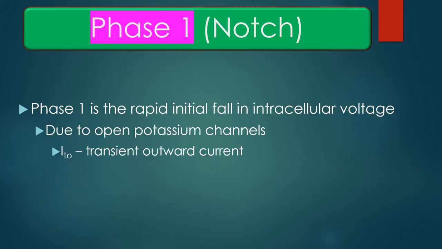Phase 1 is a rapid initial fall in intracellular voltage due to opening of potassium channels. This part is mediated by the transient outward current known as ITO.